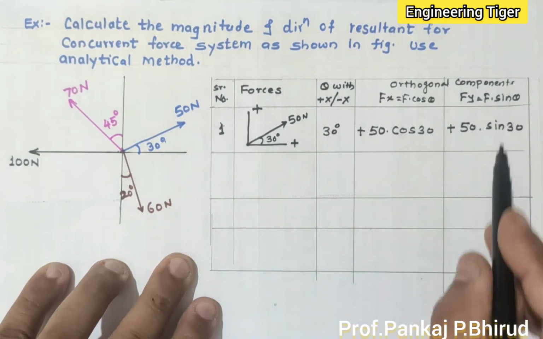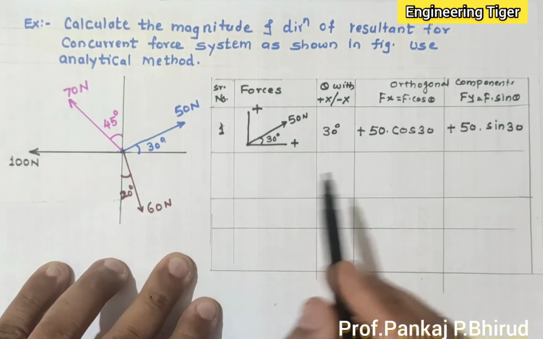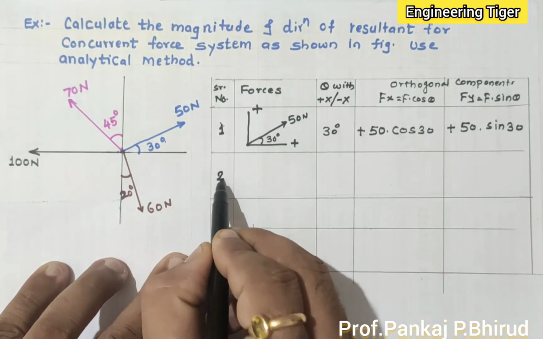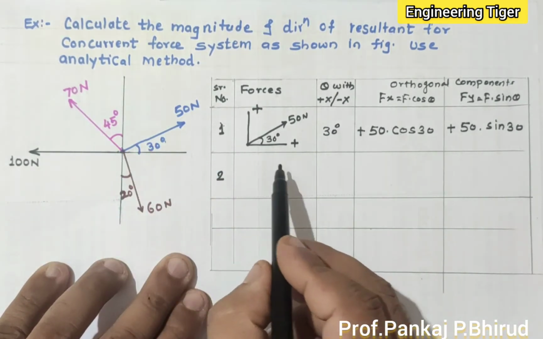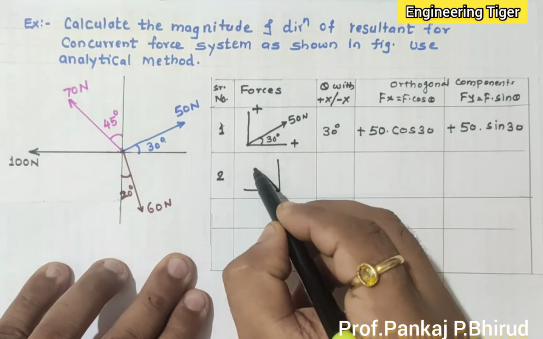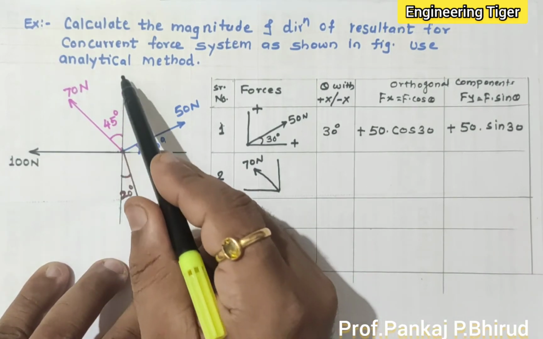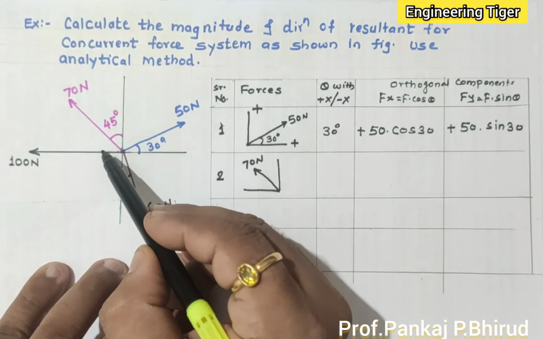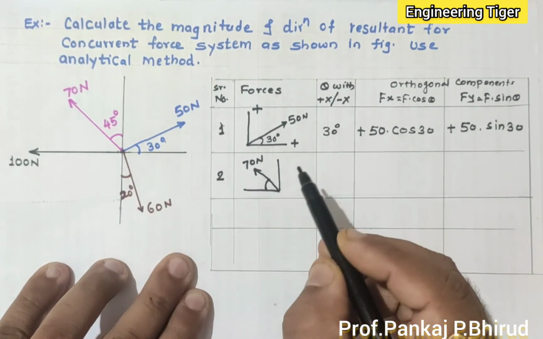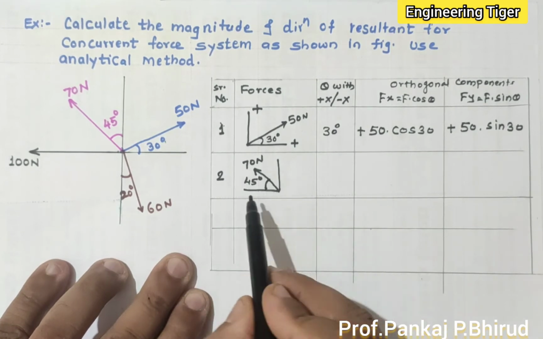If you solve by the tabular method, then it is much easier to find the orthogonal components of each force. Now the second force is in the second quadrant with magnitude 70 Newton, making an angle of 45 with the y-axis. So it also makes 45 with the negative x-axis. So we will write down only the angle with the x-axis, and that is also 45 degrees.